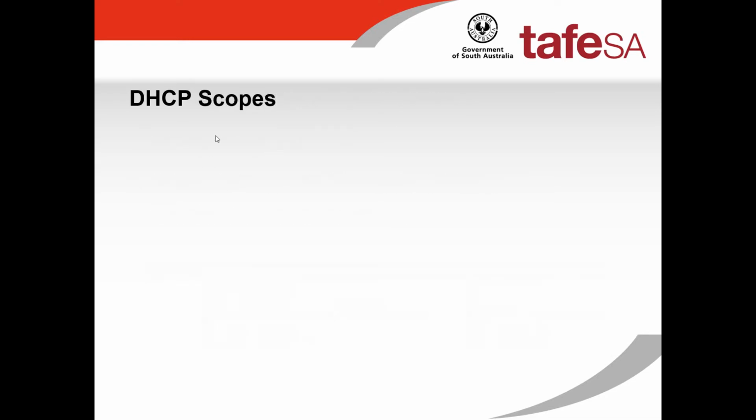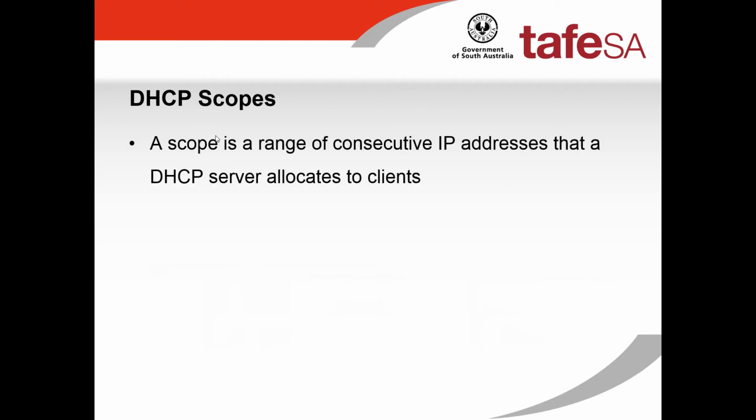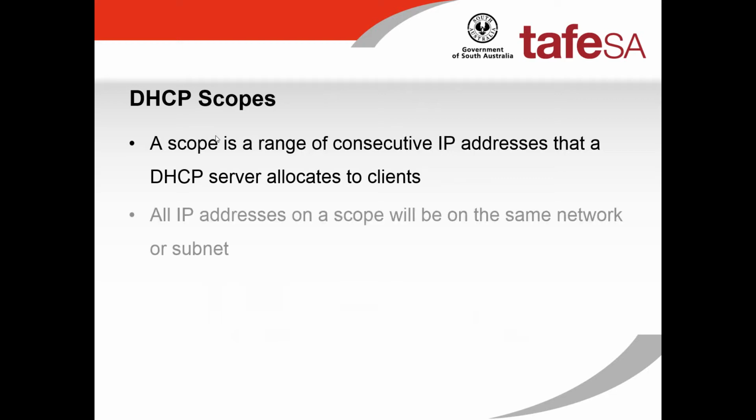A DHCP scope defines the range of IP addresses that will be allocated to computers on a network. It is possible to have many scopes to service more than one subnet. However, each scope must define a consecutive range of IP addresses. Therefore, all the IP addresses for a scope will be on the same subnet. However, the scope does not need to utilize the entire subnet range.